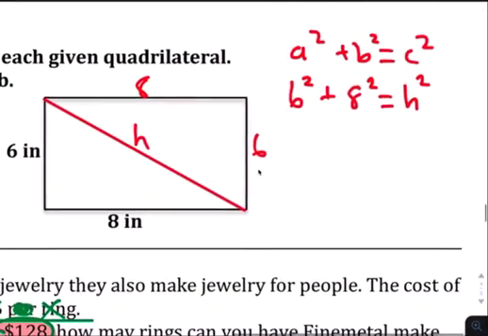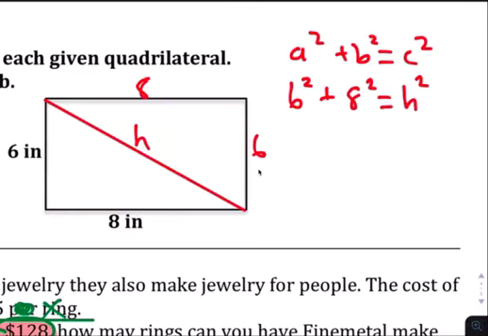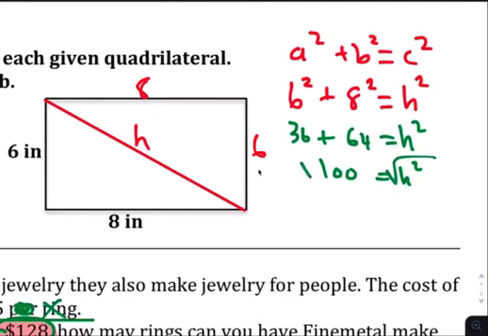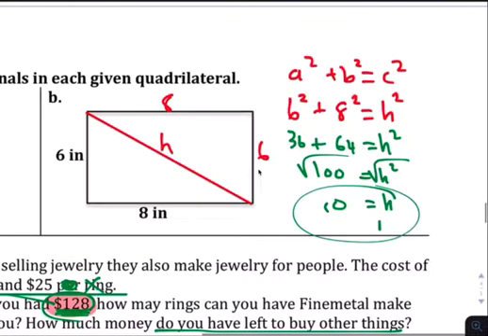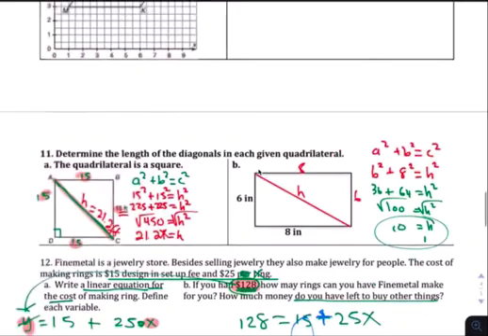So here, same thing, it's 6 and 8, 36 plus 64 equals h, the hypotenuse squared, or the diagonal squared. That's 100, and h squared, take the square root, h is 10. So the hypotenuse is 10. Okay, so that should help you on that one.